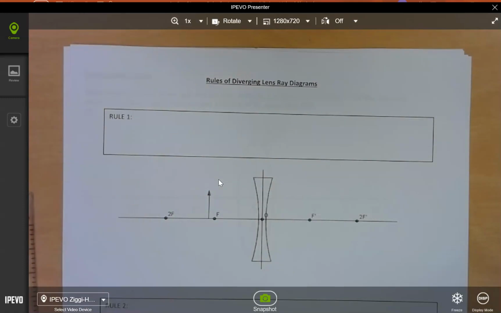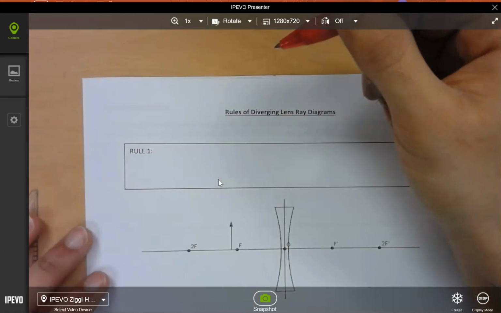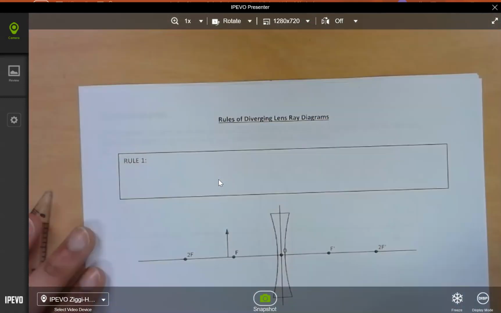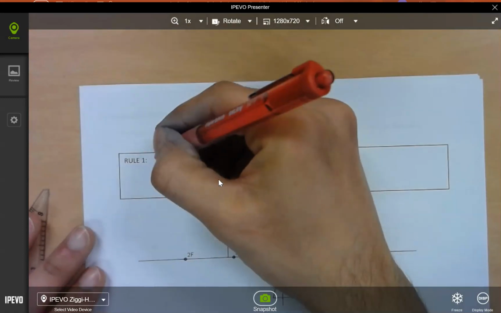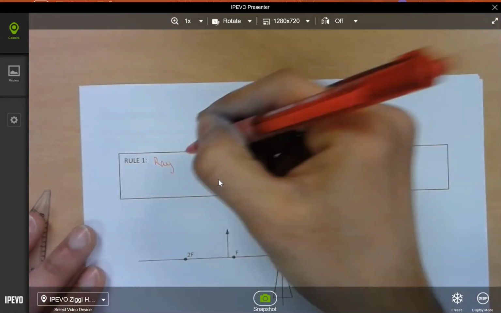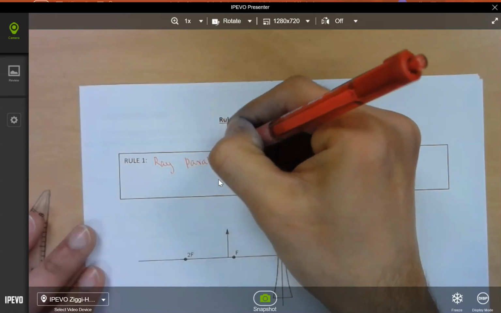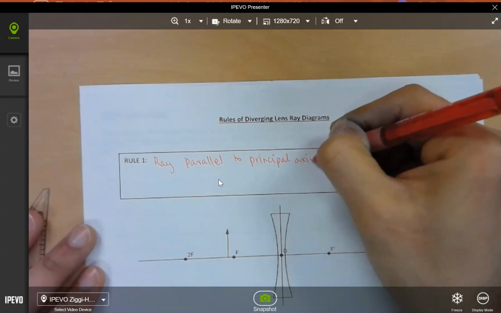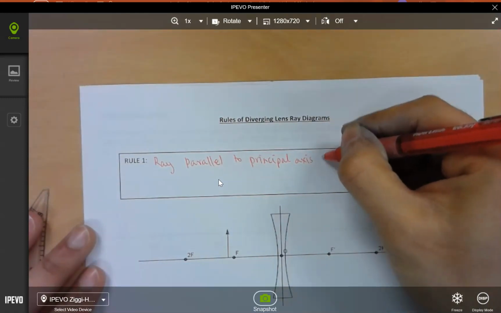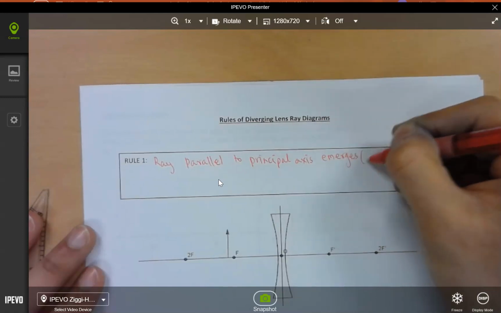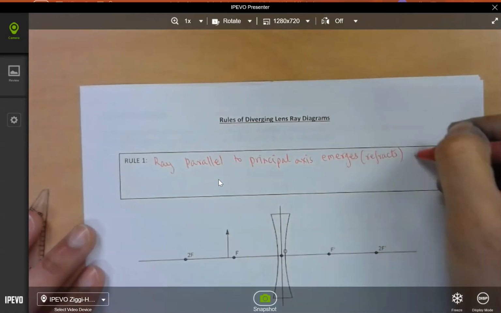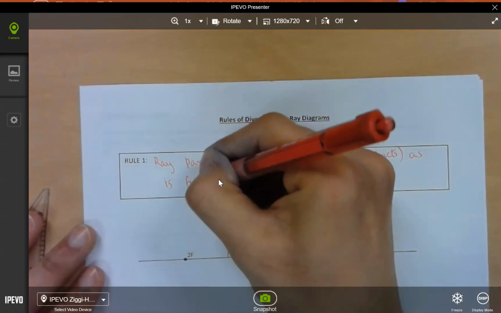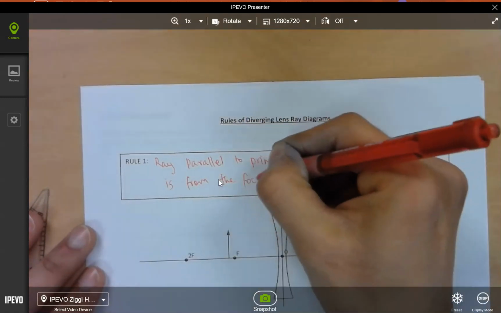We only have 2 rules that we're doing here. We generally ignore the 3rd rule. Hypothetically, there could be a 3rd rule, but we're just going to do 2. The first rule is the same as our first rule from before. First rule is: ray parallel to principal axis emerges or refracts as if from the focal point.